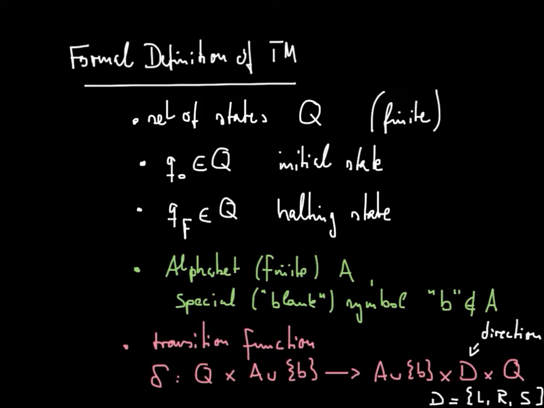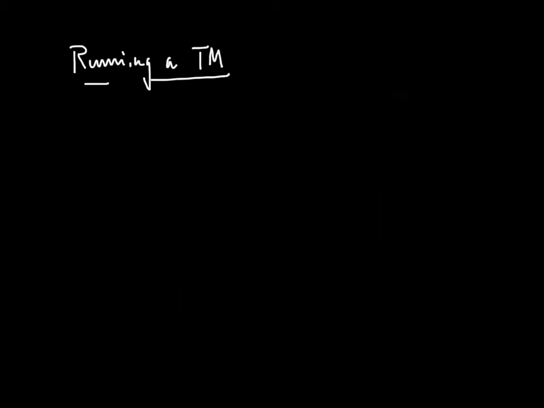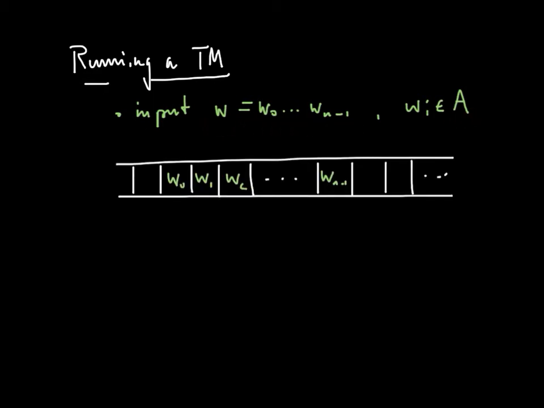And this direction can either be left, right, or stay where you are. So what does it look like now to run a Turing machine on an input? So we assume we have an input from our alphabet. So W is a string over A. This string will be written or copied onto the tape of a Turing machine here, and each cell holds one entry from our input string W.